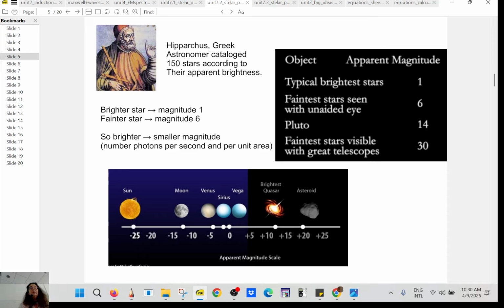So now we know that this is a log scale. For those who know math, right? Log scale means you go one step and you multiply by a number. So when you go from 1 to 2 in this system, you multiply the brightness by 2.5. When you go from 1 to 6, you multiply by 100. You don't need to know that, just if you're interested. So anyway, he was really the first one.